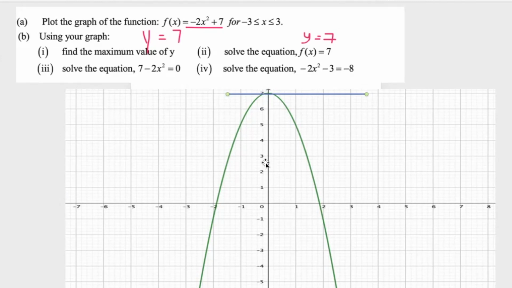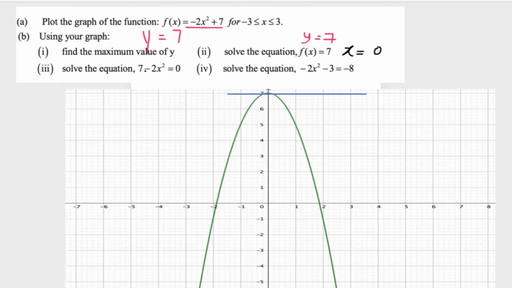So in this case, we have one x value. And if you can see, when it's intersecting at y equals 7, and you go down, it would be x equals 0. So therefore, my answer for this is x is equal to 0. So where the line and the curve meet at this point, it's 1 point. My answer is x equals 0.